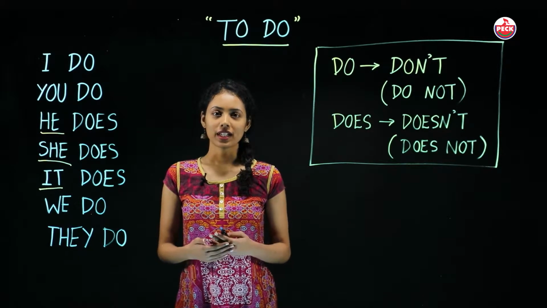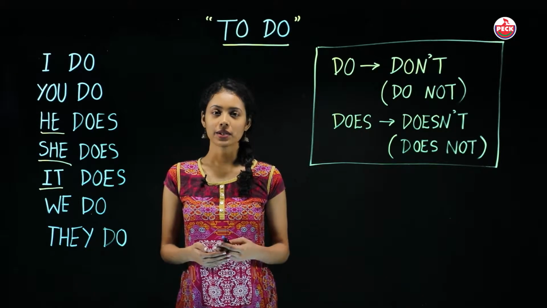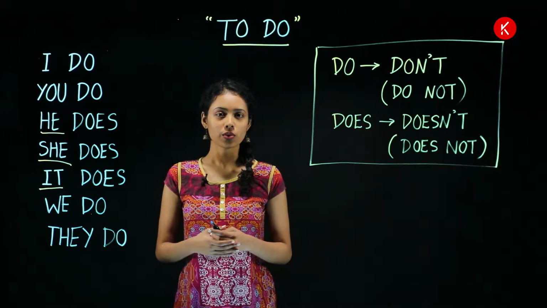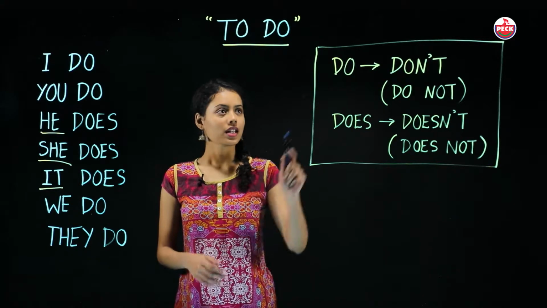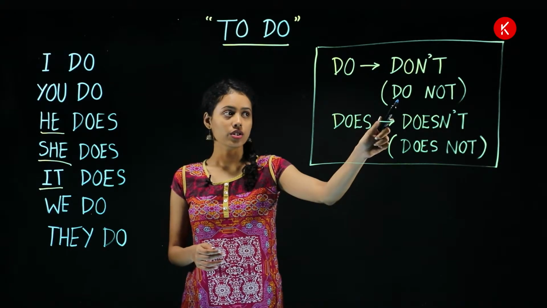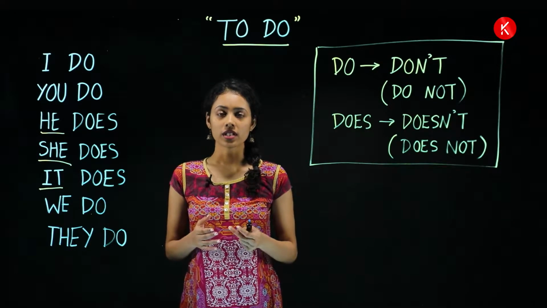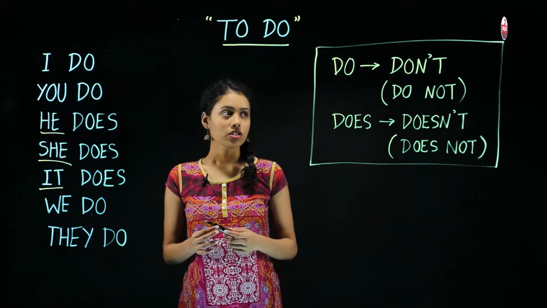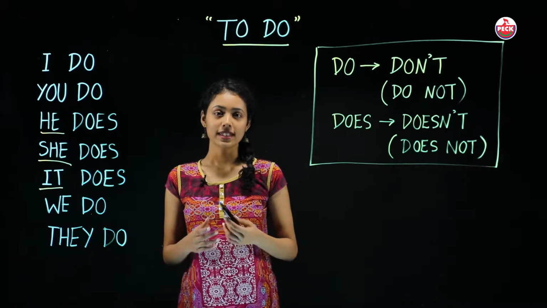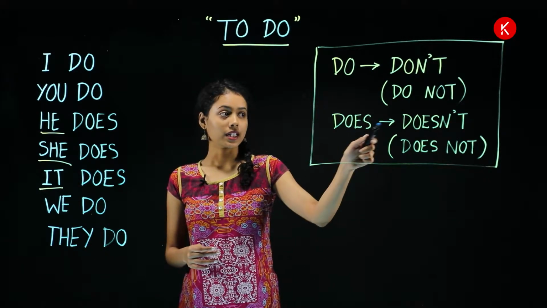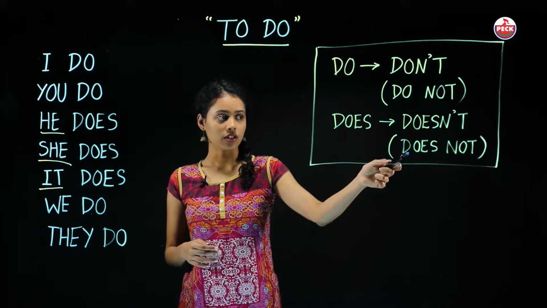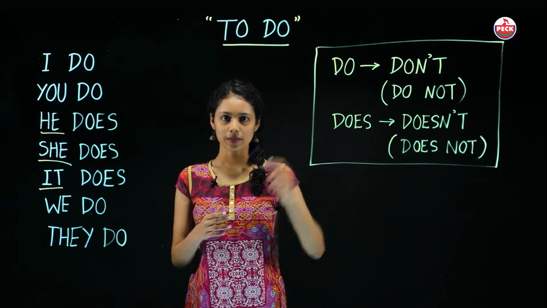Now let's look at how to make the verb to do into a negative form. But before we begin, we need to know two important things. Do becomes don't, which is a contraction of do not. So a contraction is a shorter way of saying it. So instead of saying do not, we can just say don't. Similarly, does becomes doesn't when you change it to the negative form, which is again a contraction of does not.